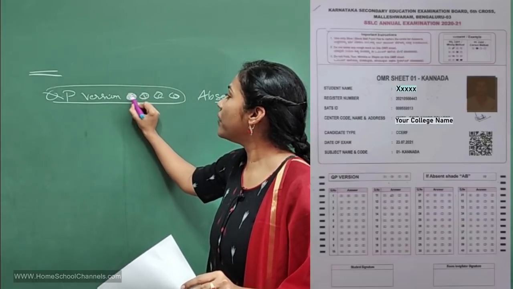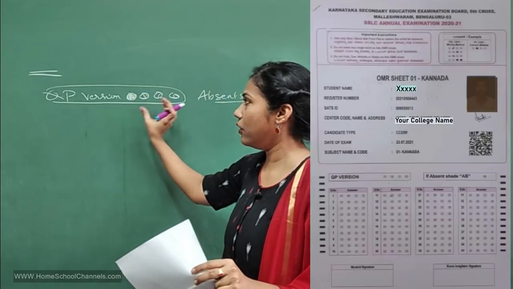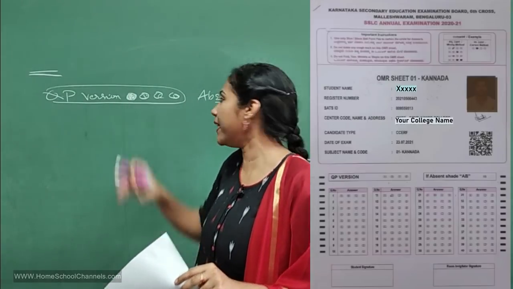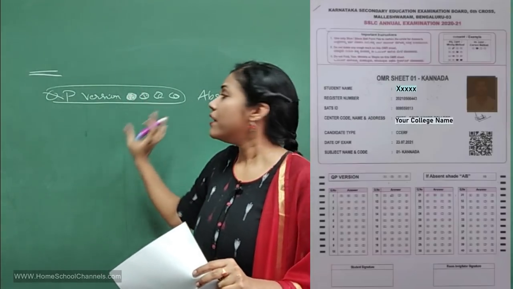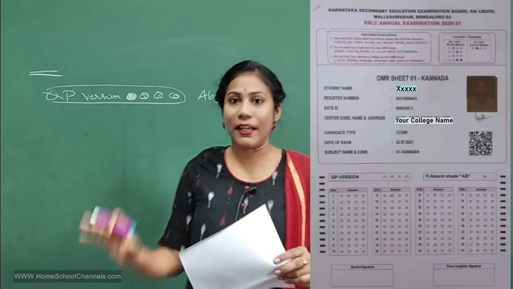So this is how the first thing you have to do is mark the circle, whichever set you had got. Say A set, if you get, mark the A circle. So this is the first thing you have to do. Question paper version you have to mark first.